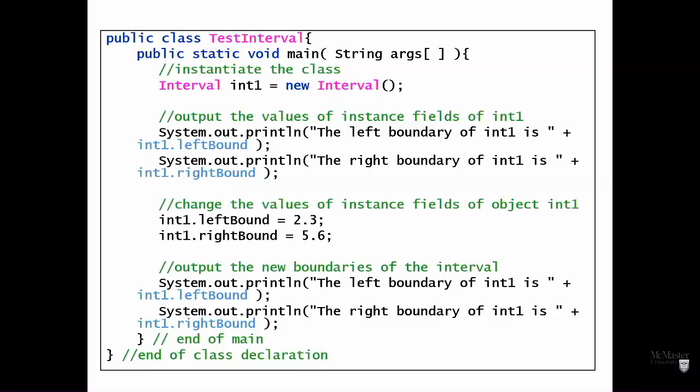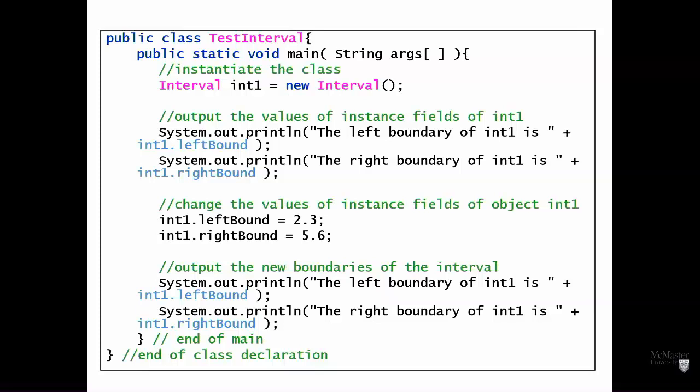Good. One question for you is, what if I define another instance of interval class that I call n2, right? And then here I'm trying to print, instead of int1, n2 left and right. What should I get?